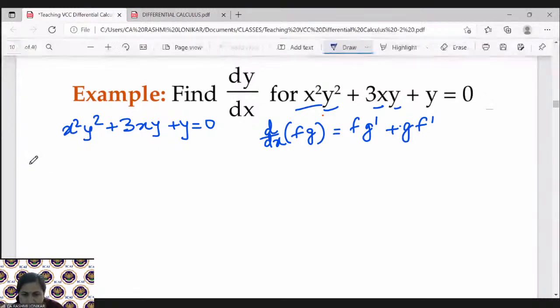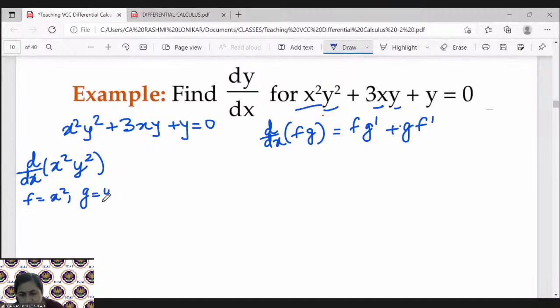So what will happen in this term? First I'll show you separately d by dx of x square y square. Now what will be my f here? F will be x square. What will be my g here? G will be y square. So this is my first function. This is my second function. So what is the rule saying? F into g dash. So what is f? F is x square into derivative of y square. Second g is y square. So it will be 2y dy by dx. Okay. Derivative of x square I know is 2x. But here it is y square. So it will be 2y dy by dx.